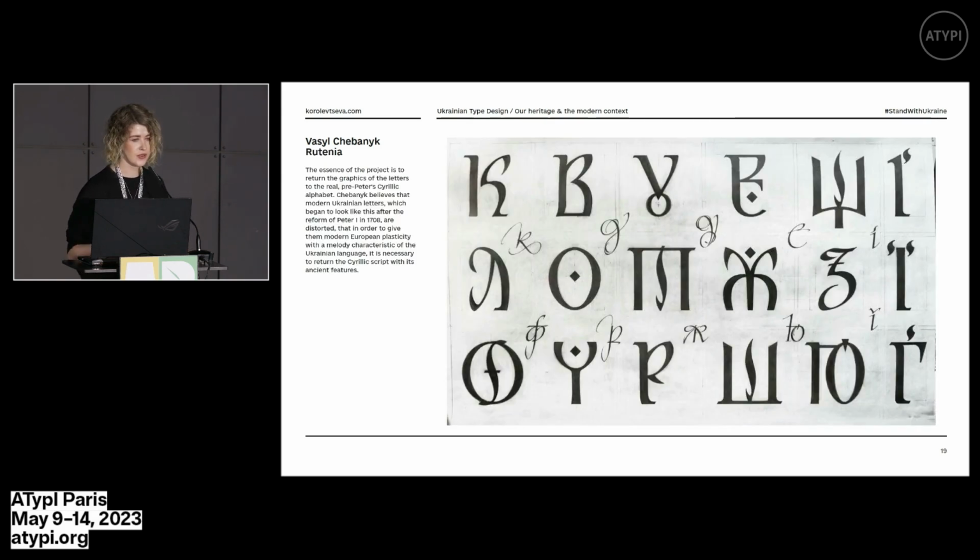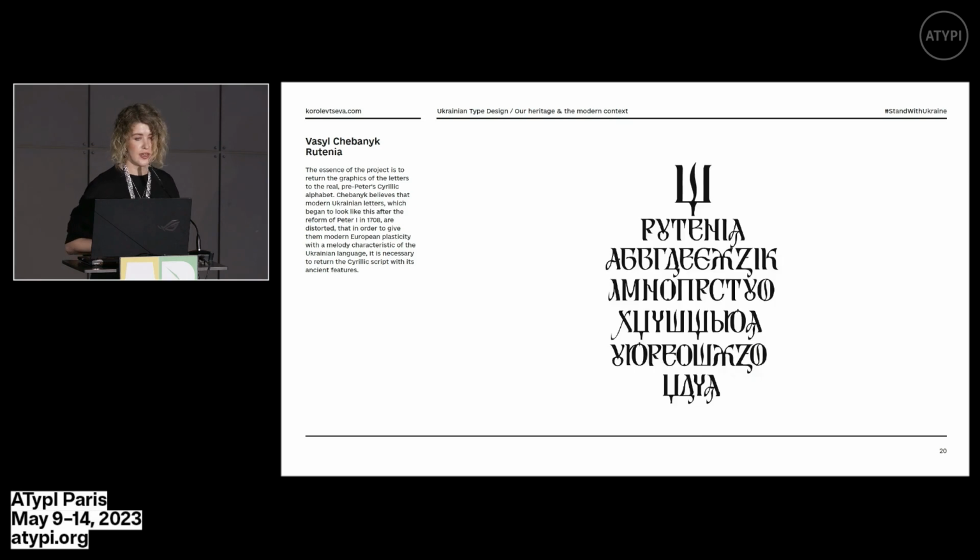And this is Rutenia. This is a project of a Ukrainian alphabet. The essence of the project is to return the graphics of the letters to the real pre-Peter Cyrillic alphabet. And this idea is very important now. Some Ukrainian designers like this idea, some designers don't, but it's important to show and to come back to our roots, to traditional shapes of the letters. You can see some letters like Sha with descenders, letter Zh.